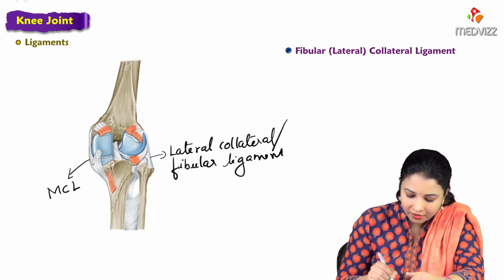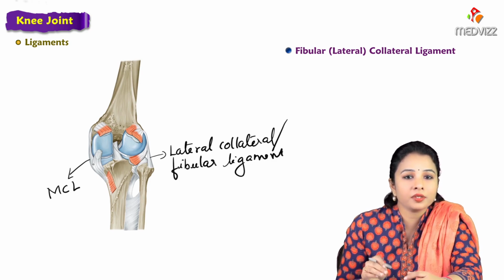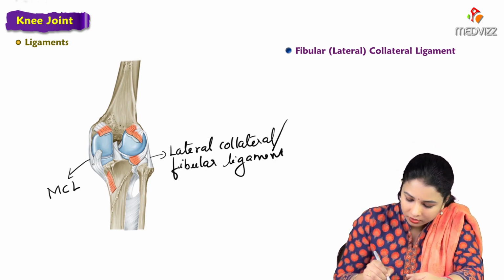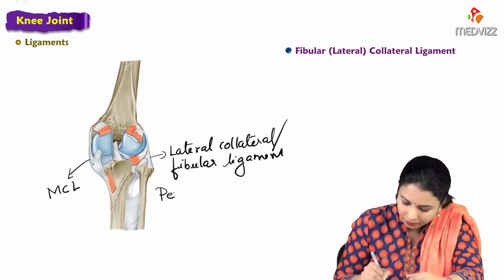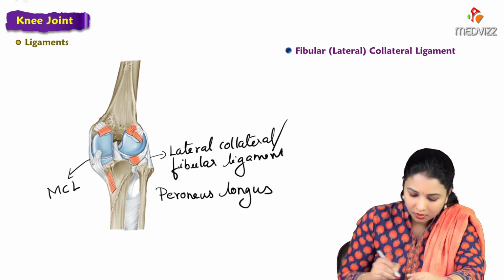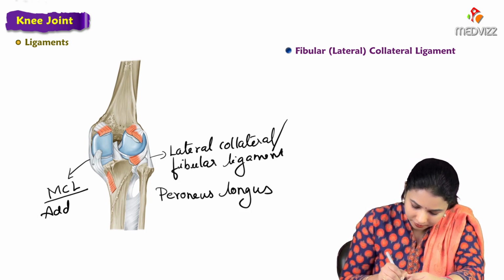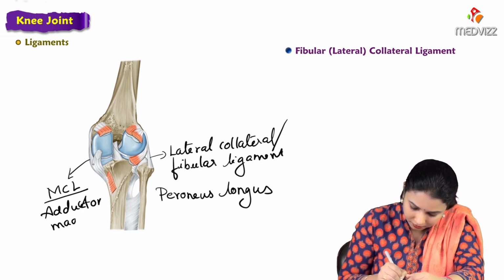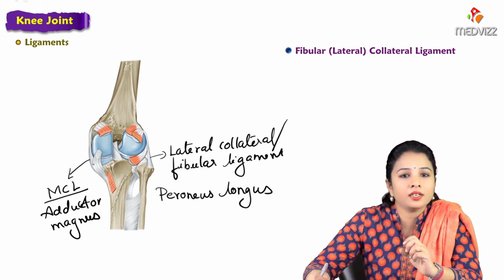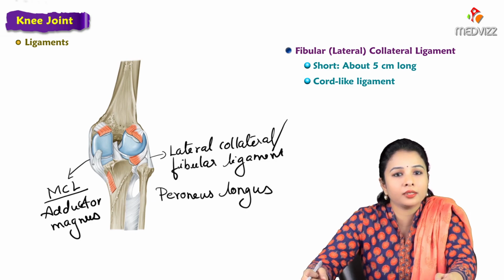So the lateral collateral ligament, as it attaches to the fibula, represents the degenerated tendon of peroneus longus muscle, whereas the medial collateral represents the adductor magnus muscle. The fibular collateral ligament is approximately 5 centimeters long and is a cord-like ligament.